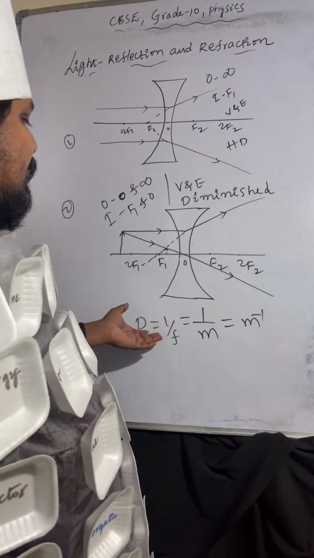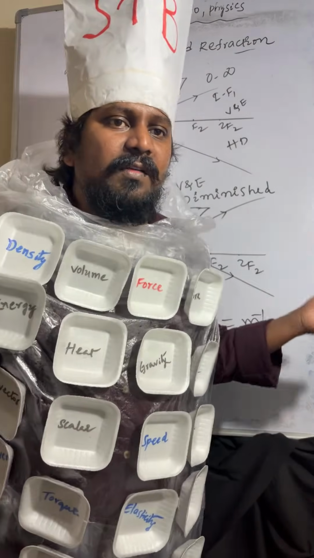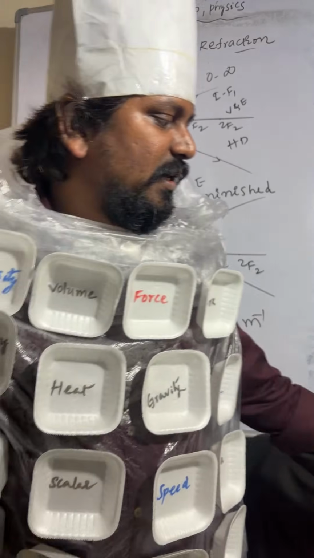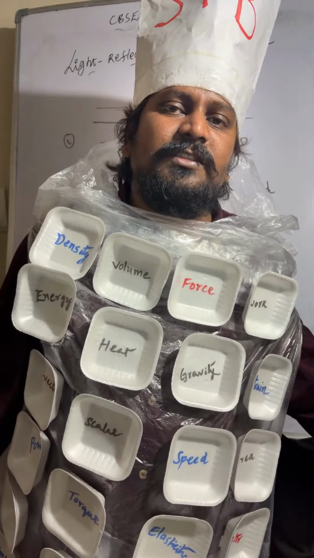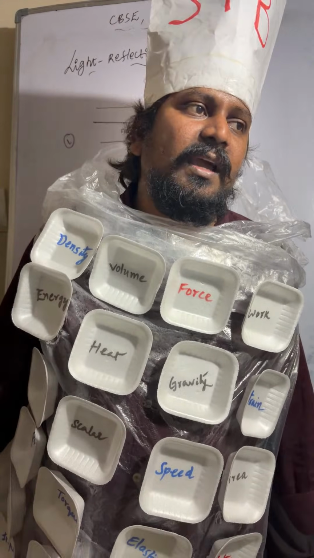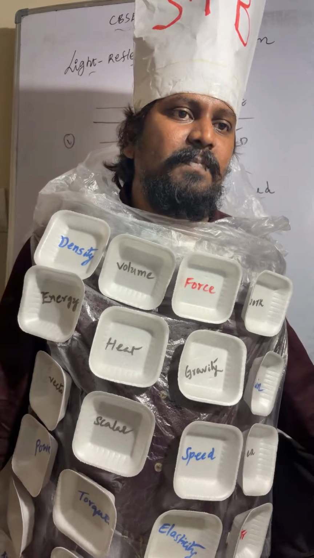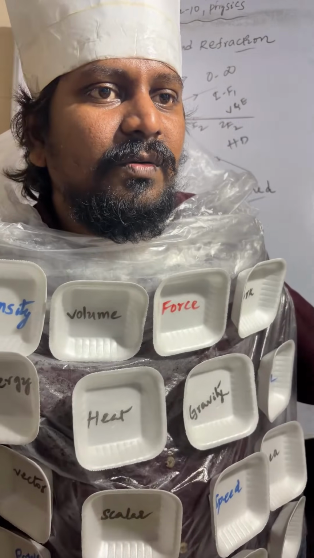So this is about power of lens, concave lens image formations, convex lens image formations. Power of a lens is positive for convex and negative for concave lens. Now the lens formula: 1/f = 1/v + 1/u.